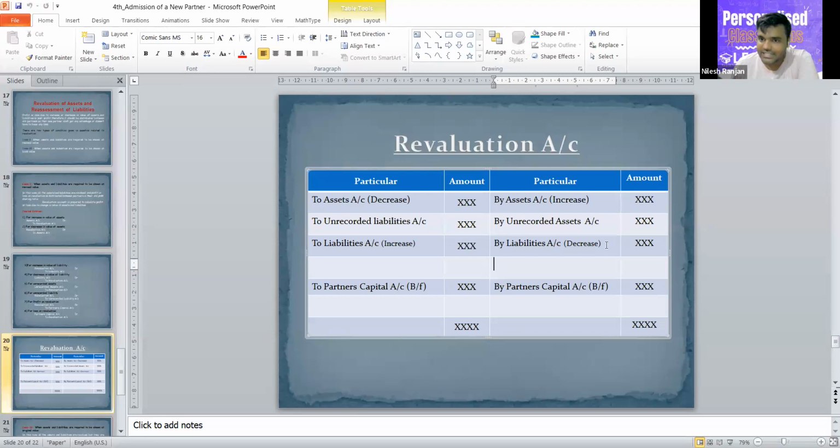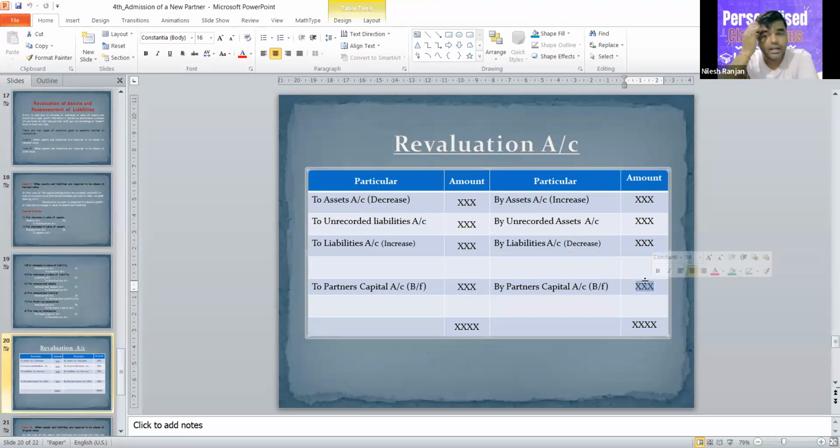So if the credit side is more than the debit side, then the balance will be on the debit side, and it is profit. Again, if the debit side is more than the credit side, then the balance will be on the credit side and it is loss. Is this clear now? Yes, sir.